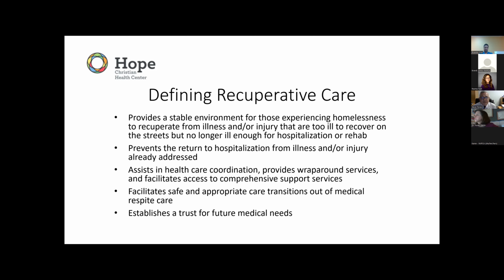We make referrals, and I believe Dr. Cruz will speak to this later, since January we've had over 160 referrals to specialty services. But we don't just send them, we transport them to make sure they're there. We get the results back so that we're always working on the right thing with them.